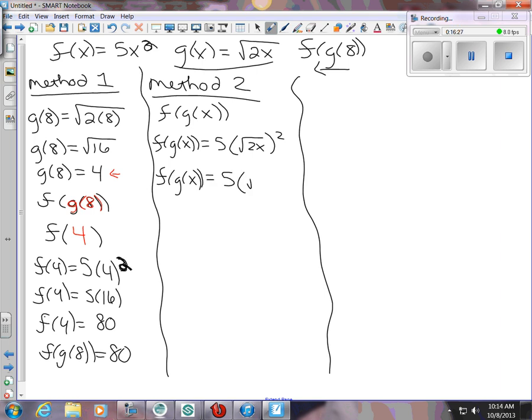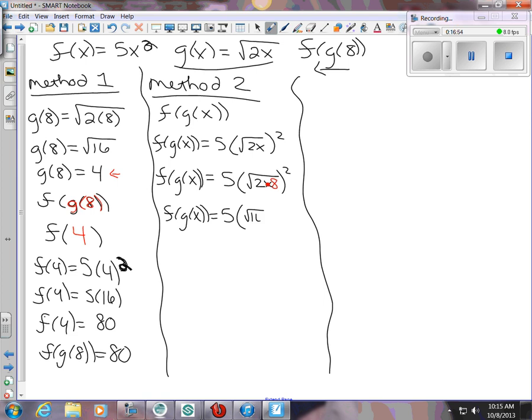So, have I simplified it yet? Do I really need to, though? For this, we don't. Because what is x? 8. So instead of writing this x, I'm going to put 8. Okay, we're substituting the 8 in for x. So now we can simplify it out.